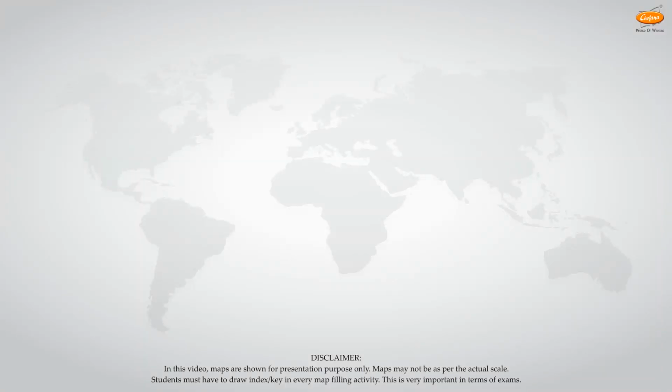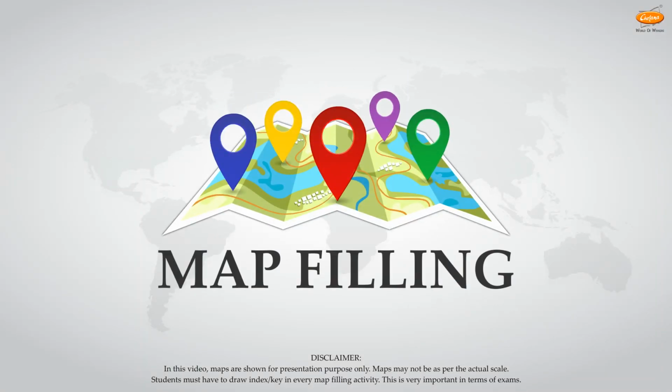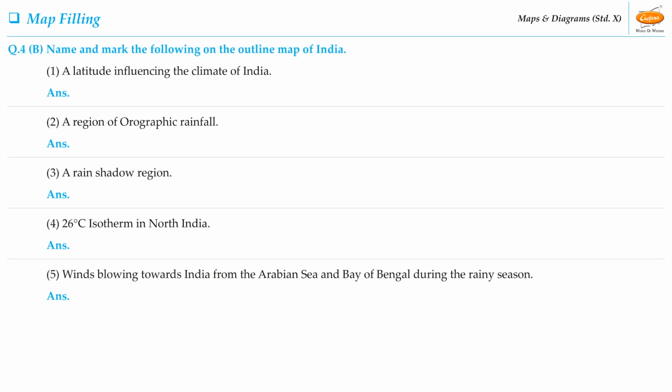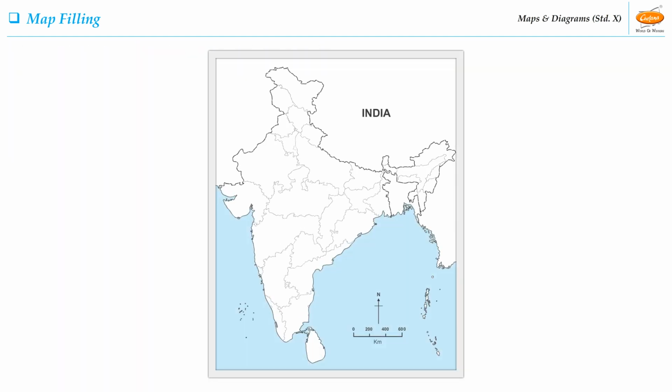Hello students, let us start with map filling activity. Name and mark the following on the outline map of India. The first question of this activity is, which is the latitude influencing the climate of India? Students, the latitude influencing the climate of India is the Tropic of Cancer.